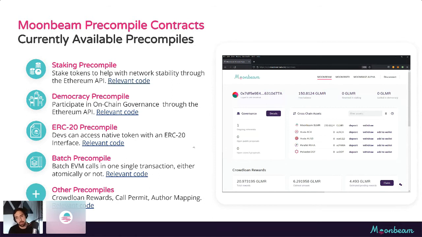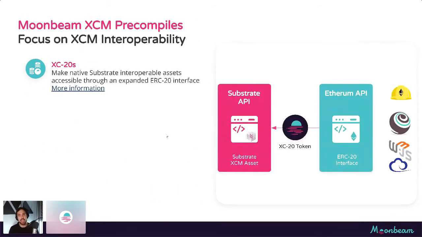And actually, I have more precompiles for you because, like I said before, we expand the EVM features with these precompiled contracts. So that's why we've programmed a bunch. Now we have precompiles that are XCM focused. So the focus is on XCM and interoperability. The one that you might have already interacted with without knowing is the XC20s. XC20s allow users or developers to interact with native Substrate interoperable assets through an expanded ERC20 interface.